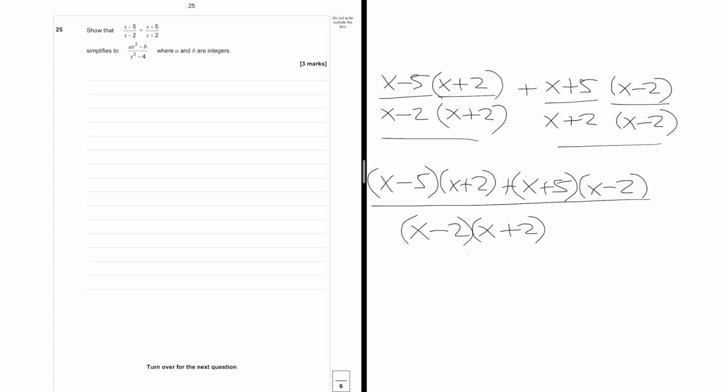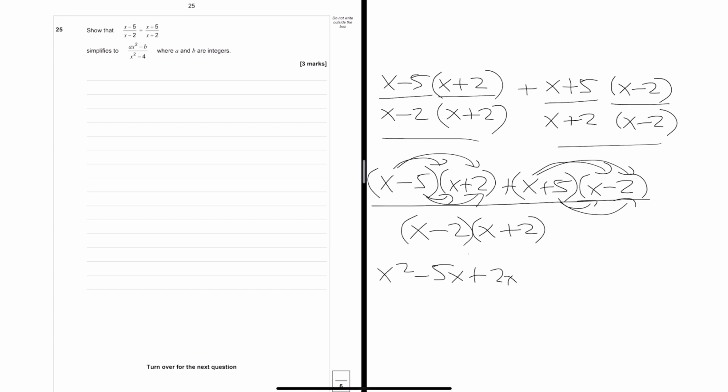And then we just simplify the top. This is all we need to do, and I won't go into huge detail. I'm just going to go through the answer. So this is going to give us x squared minus 5x plus 2x minus 10 plus x squared plus 5x minus 2x minus 10 over x minus 2, x plus 2.